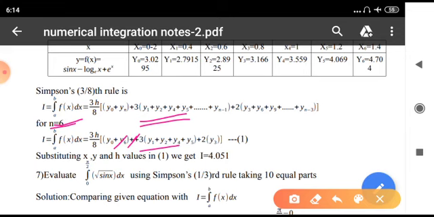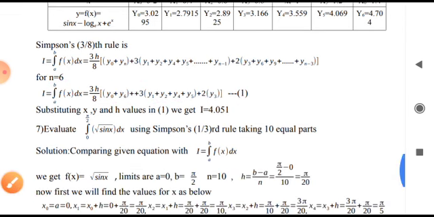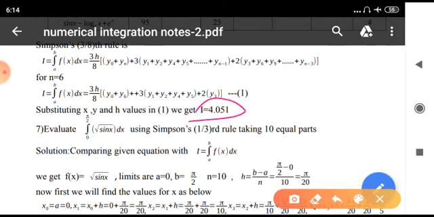Here n is 6, 6 minus 3 is 3, so only y3 we have to write, so 2 times y3. Now we call this formula equation 1. Now substitute x, y and h values in equation 1. We get the integral value as I equals 4.051.